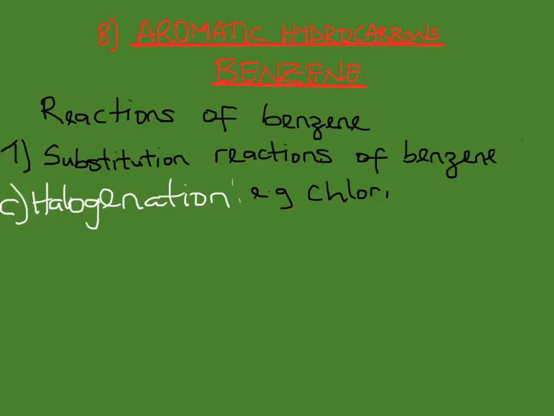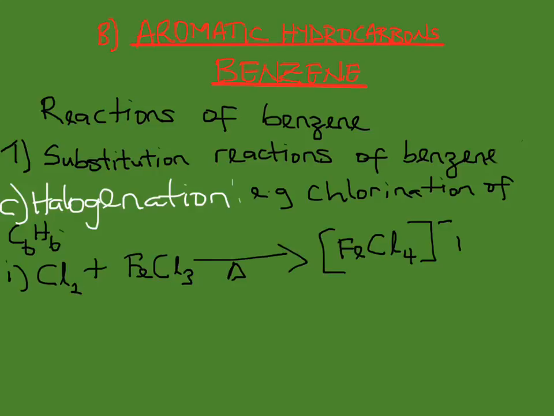For example, iron is a halogen carrier. Aluminium is a halogen carrier. Other examples are aluminium trichloride and iron trichloride. Let's look at the chlorination of benzene. The chlorine molecule is polarized by iron trichloride in the presence of heat to give us the tetrachloroferrate complex and chloride ion, which is the electrophile.